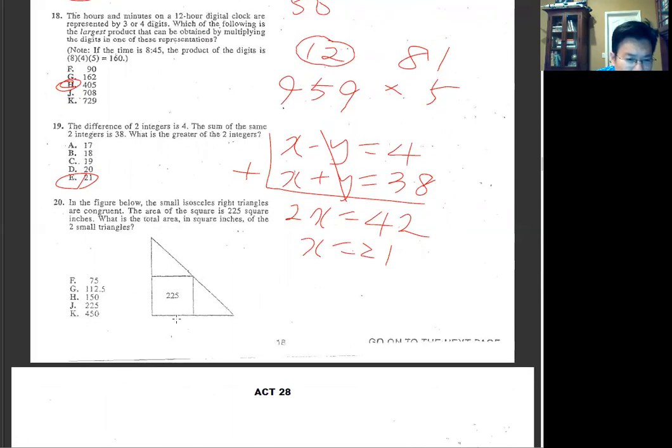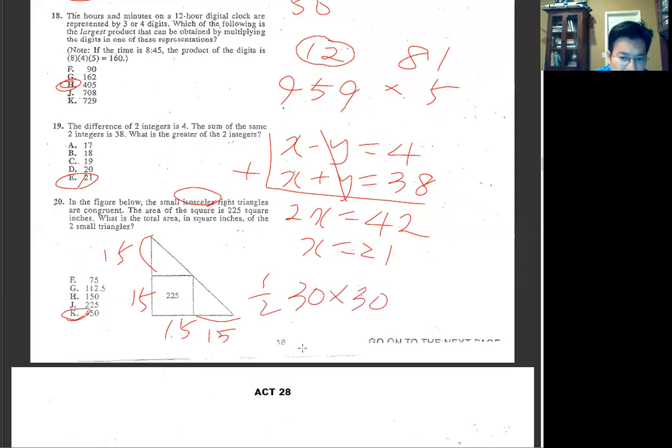Area of the square is this one. So 15 and 15, because 15 times 15 is 225. What is the total area in square inches of the two small triangles? It says isosceles triangle, which means this is 15 as well, and this is 15. So 30 and 30. So 1/2 times 30 times 30. Oh, the two smaller triangles, sorry.